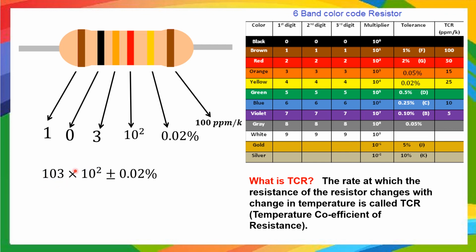So here it is 103, first digit, second digit, third digit. 103 into the multiplier 10 power 2, plus or minus 0.02 percentage. This is the tolerance, that is the variation of resistance. So 10.3 kilo ohms plus or minus 0.02 percentage variation tolerance, with a TCR of 100 ppm per Kelvin, parts per million per Kelvin.